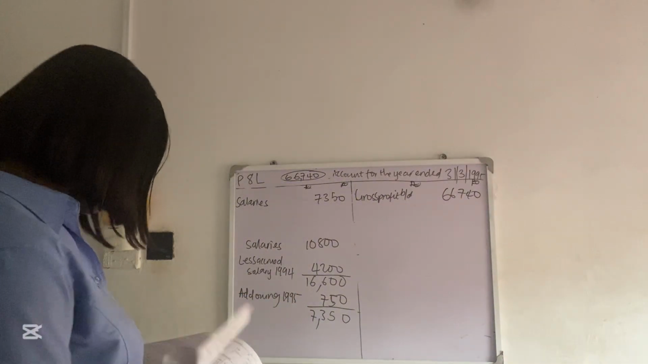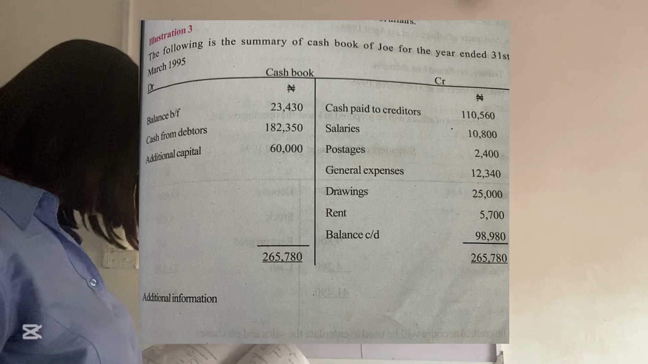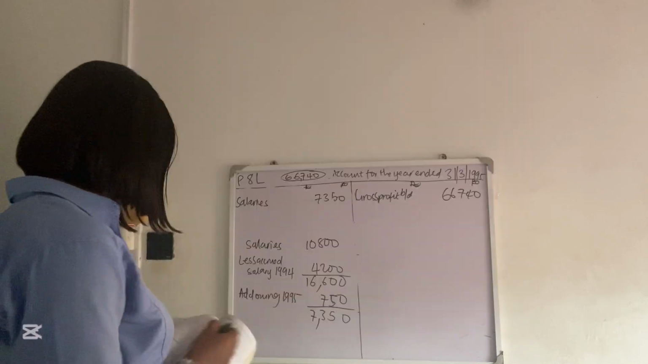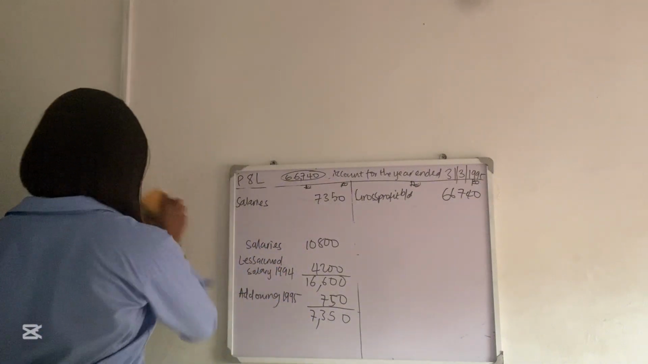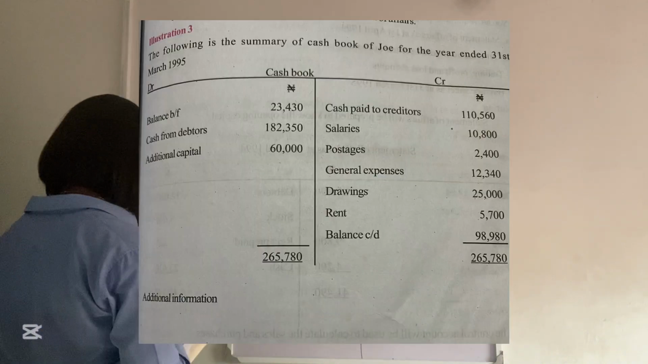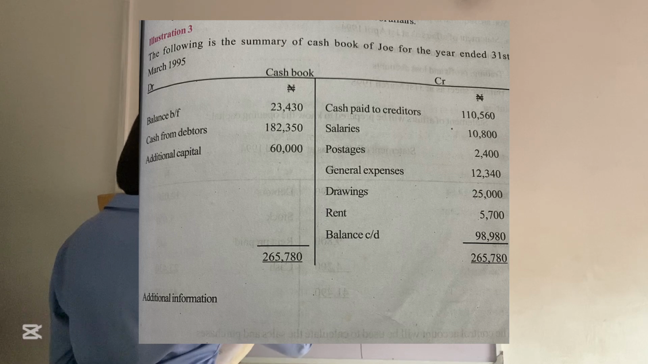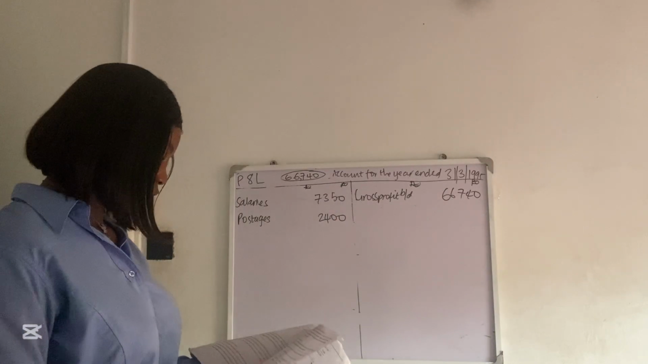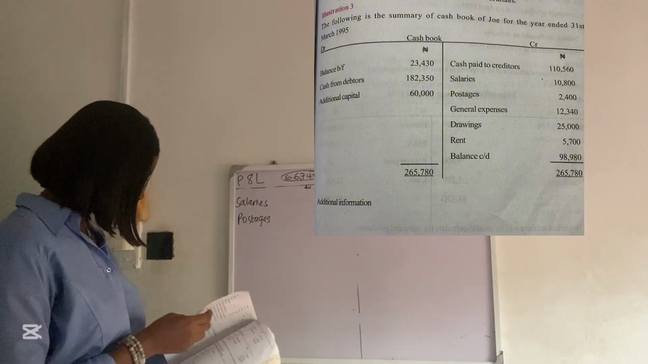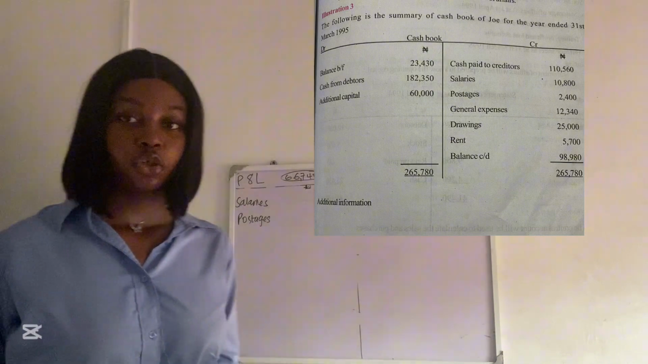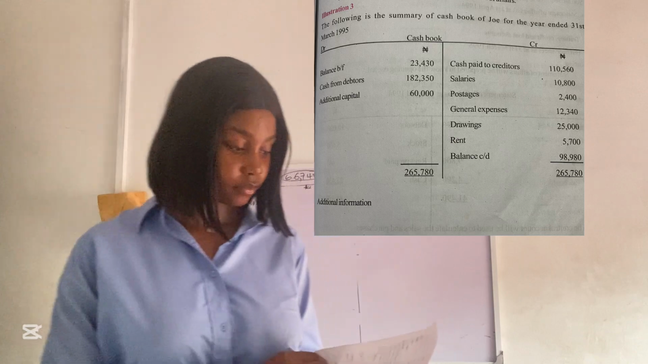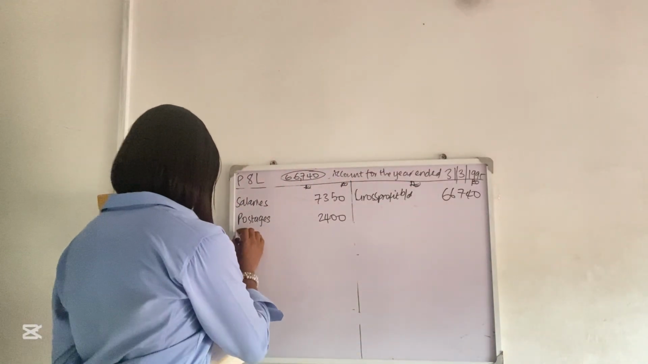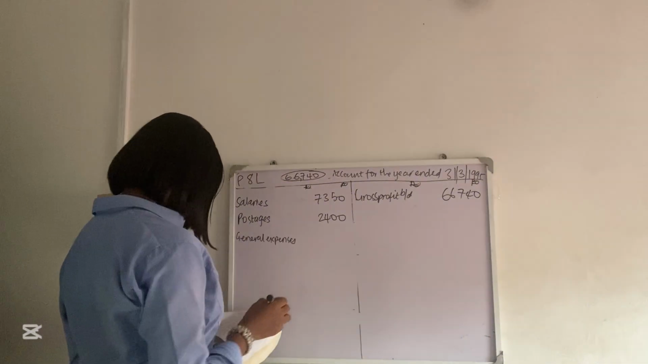Now postages under the cash book is 2,400. Is there any additional information for postages? There's no additional information, so you write your postages like that, 2,400. Let's go to our expenses again. General expenses, is there any additional information? General expenses is 12,340. There's no additional information for it, so you write 12,340.